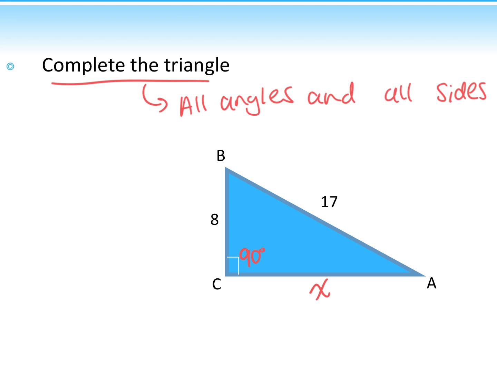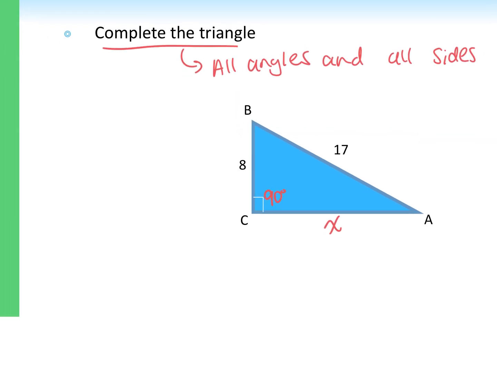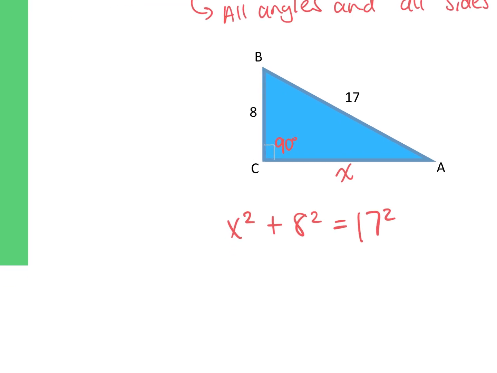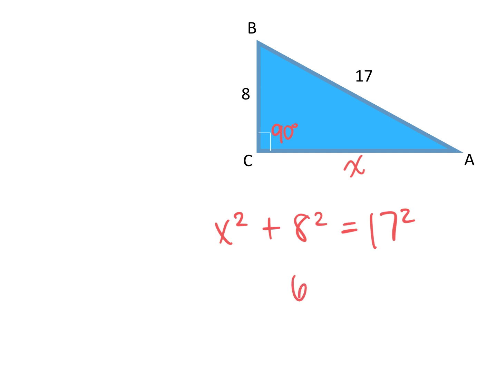Pythagorean theorem. Very good. So, what do I set up to solve for x using the Pythagorean theorem? x squared plus 8 squared equals 17 squared. Very good. Both of the legs squared and added together should add up to the hypotenuse squared. You guys with me? What's 8 squared? 64. What's 17 squared? 289.